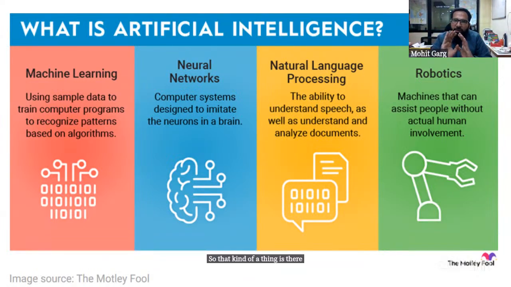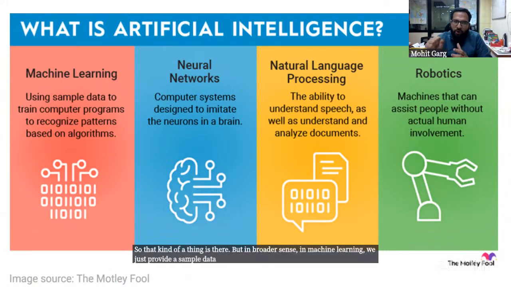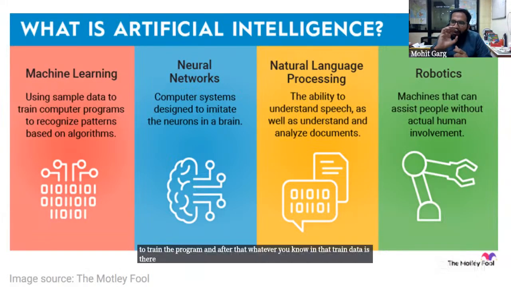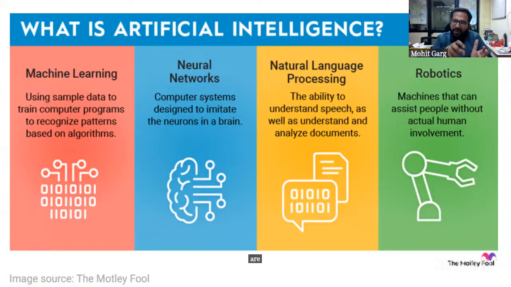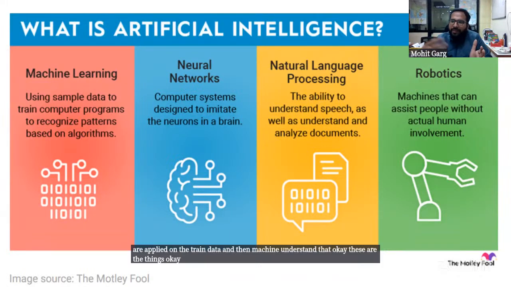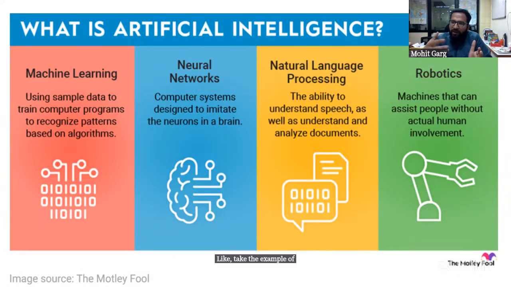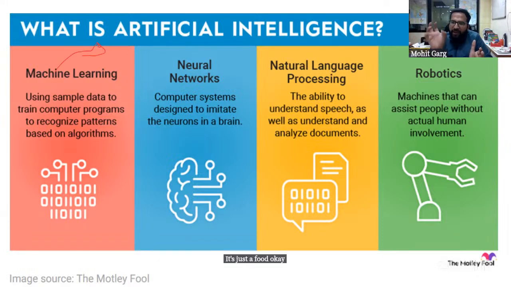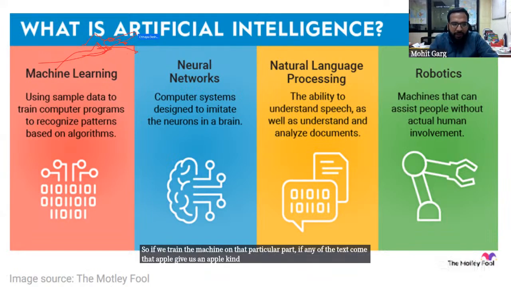But in a broader sense, in machine learning we provide sample data to train the program. There are patterns in that trained data, and the algorithms are applied on it, and then the machine understands these are the things. Take the example of an apple. The machine is trained that these are apples. If an apple comes, it's just a fruit. So if we train the machine on that, and any text comes with apple, it gives us an apple kind of thing.